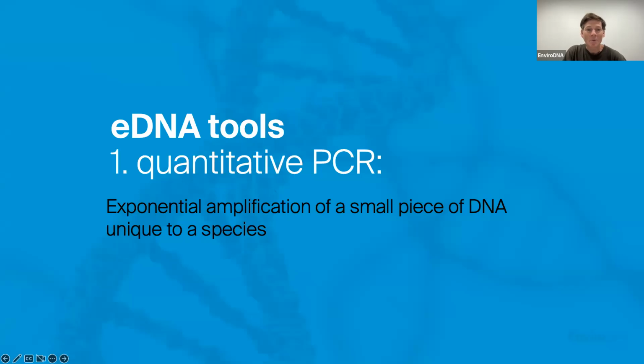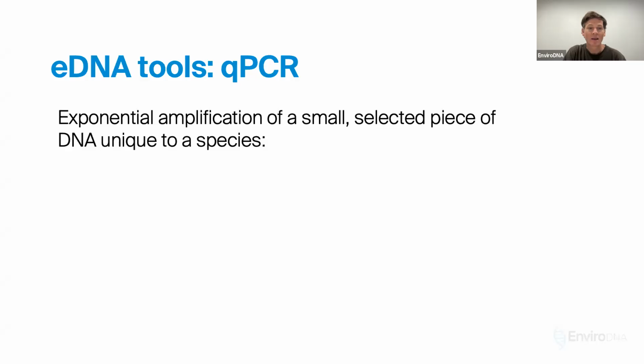So without dwelling on what PCR is, in general, it is an exponential amplification of a small piece of DNA unique to a species. And that sounds pretty simple, right? And pretty straightforward. And indeed, it is a lot simpler than metabarcoding, as we'll go into. But even so, it is a process which is very much dependent upon the data at a given point in time that is used to assemble an assay.